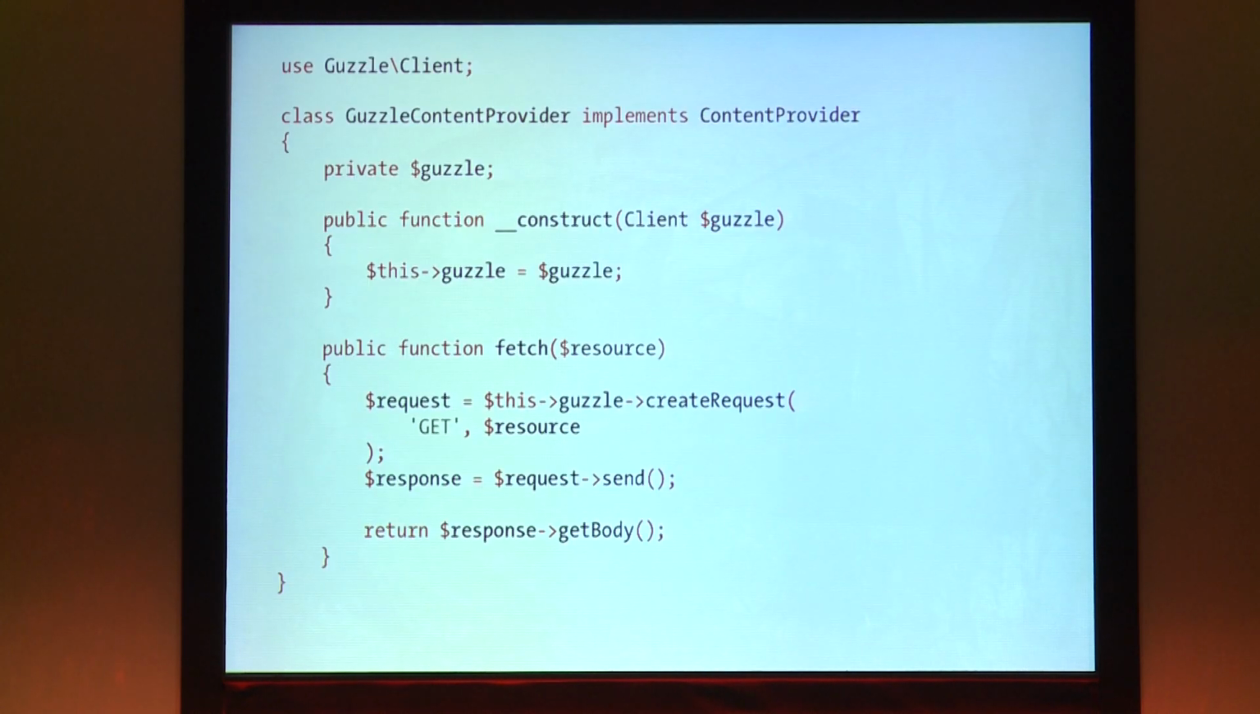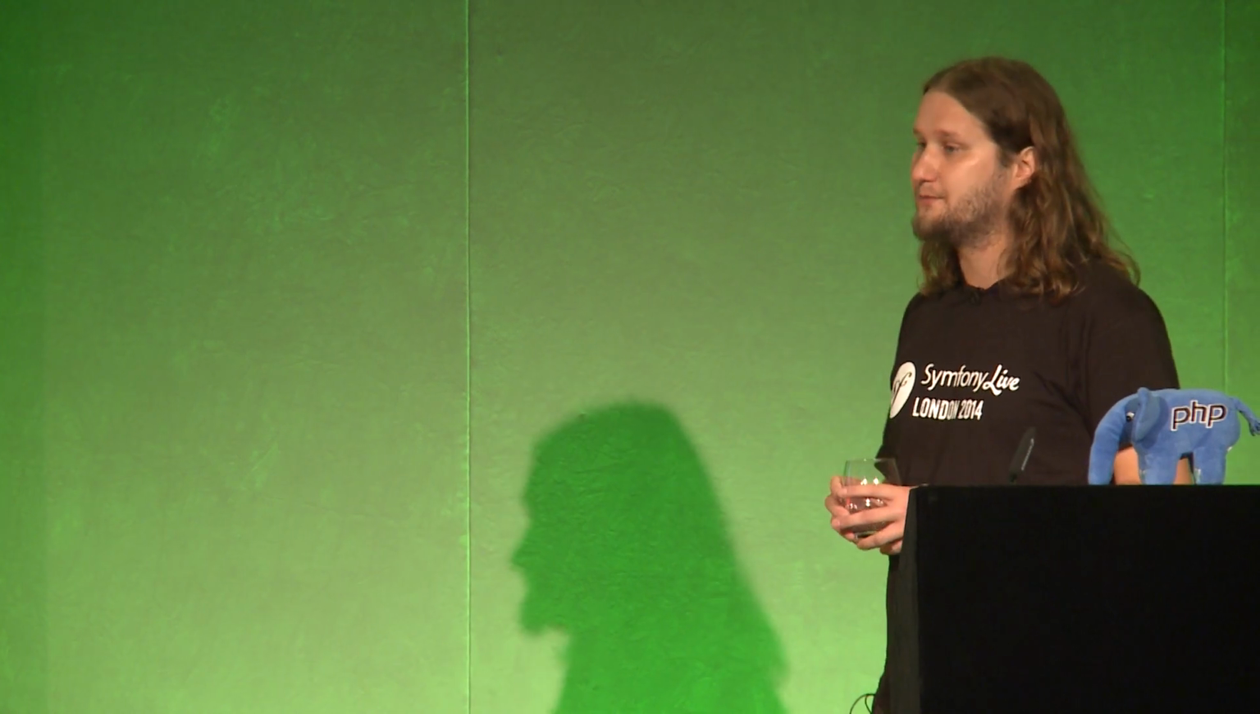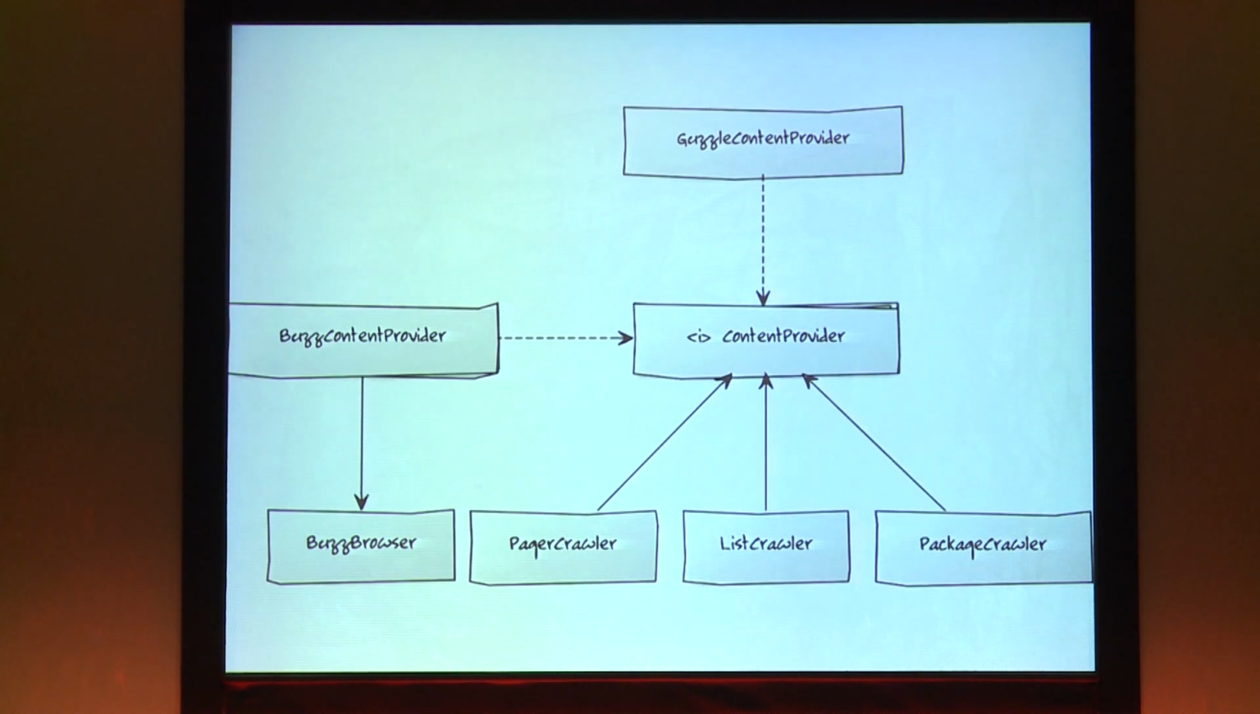And also, if you want to replace Buzz with Guzzle, we just implement a new adapter, implementing the content provider interface again. Notice that using Guzzle might be more complex than Buzz. We don't care. Our clients still rely on a single fetch method. Whatever needs to be done to conform to that interface is done here. So anything Guzzle-specific is here, nowhere else. So we implement the Guzzle content provider, and that's going to use Guzzle and can be injected instead of the Buzz content provider into the crawlers.